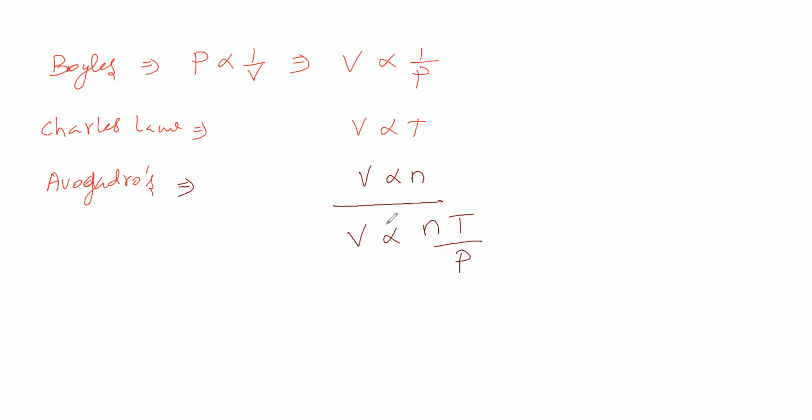Okay. Now here is the proportionality constant. We will replace this proportionality by equal to, then we will write constant R. Constant R we have written. Then NT by P we have taken. This we will rewrite. We will get PV is equal to nRT. Here R is called a constant. So we got one equation, that is PV is equal to nRT. This is called the ideal gas equation, we can say.